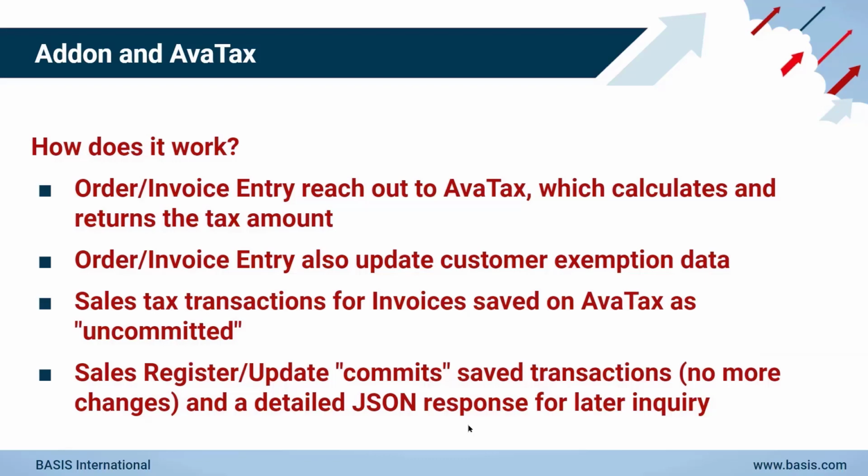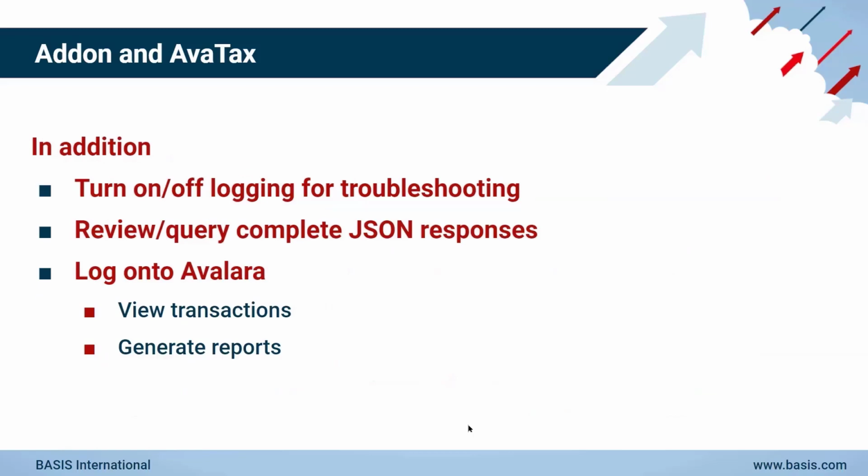You can log on to AvaTax and see those transactions. And then, when you run the sales register and update, Addon tells AvaTax to commit those transactions, at which point they can no longer be changed, and at that time, Addon will also store the JSON response from Avalara that details the complete transaction. Outside of the normal day-to-day processing, you can also turn on logging, which is handy if you need to do any sort of troubleshooting with transactions or connections.